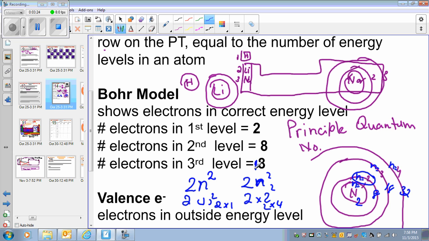I know it says 8 here, but it can take 18. But what happens is we put 8, we jump up, we come back. So that's why it says 8 here. I will explain that as we go further.